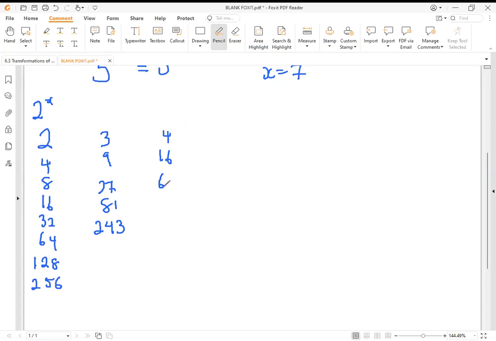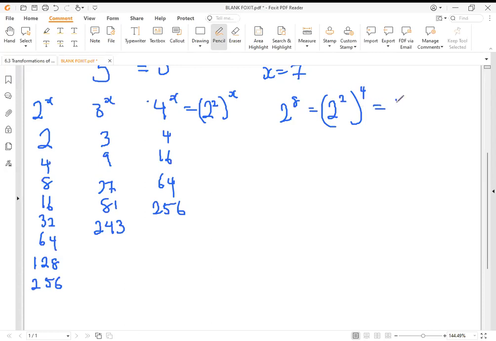4, 16, 64, and 256. Why do I go so far in base of 4? It is because base of 4 is basically the same as 2 to the power of 2, to the power of x. Right? So if you could do 2 to the power of 1, 2, 3, 4, 5, 6, 7, 8, 2 to the power of 8, which is the same as 2 to the power of 2 to the power of 4, which is the same as 4 to the power of 4. You should be able to do up to 256.